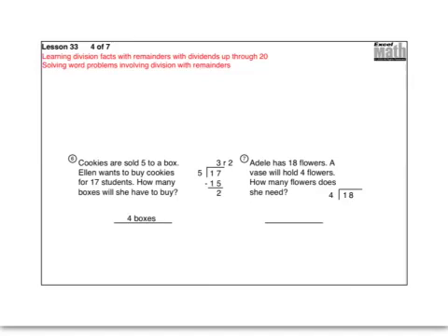So it says cookies are sold 5 to a box. Ellen wants to buy cookies for 17 students. How many boxes will she have to buy? Well, I think we're assuming that each student is going to get one cookie.